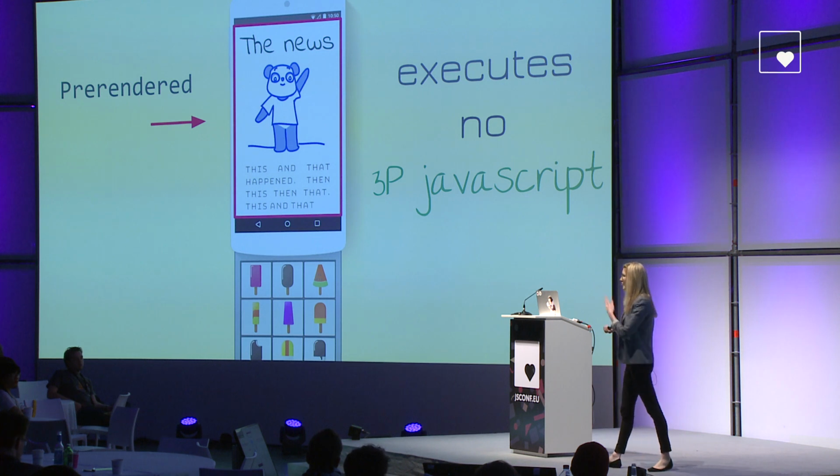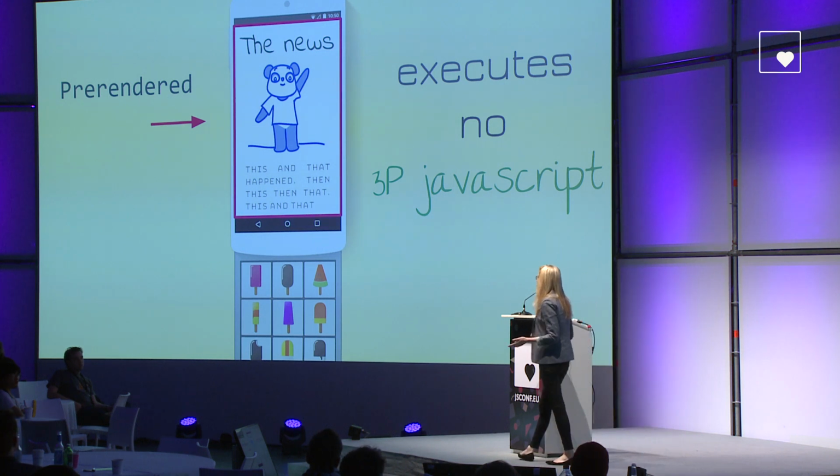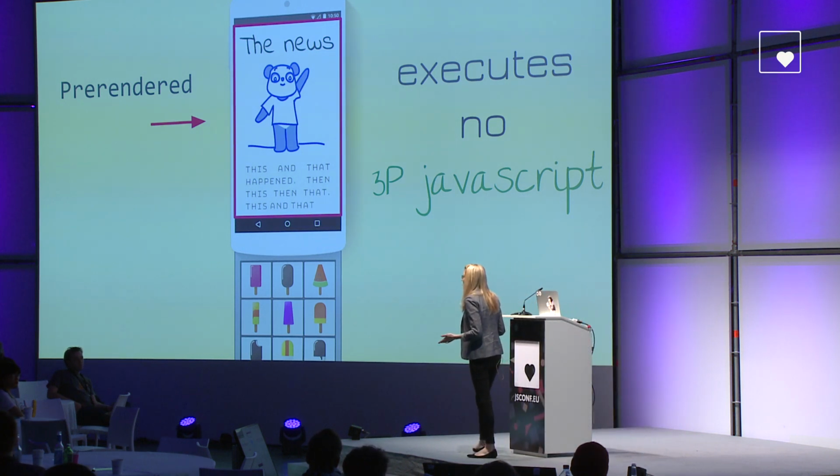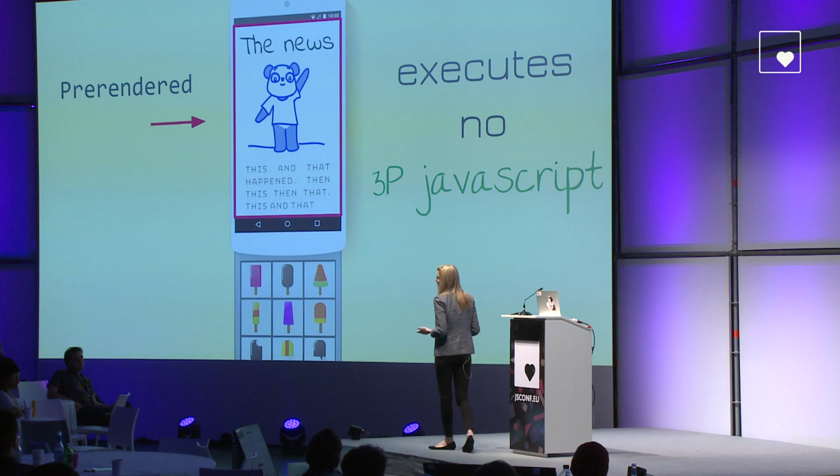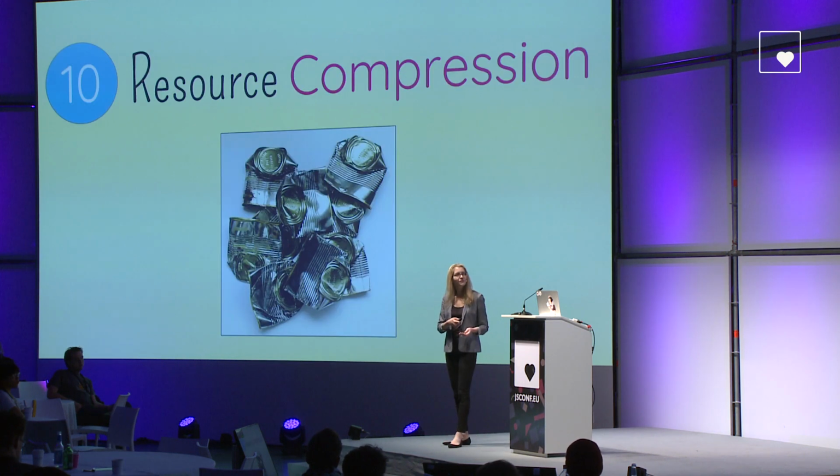So instead, what we did is we pre-render only the first viewport. And we don't execute any third-party JavaScript, so none of the analytics and all that stuff. And what this does is it makes pre-rendering extremely cheap and non-expensive. The next thing we do is resource compression. And by resource, I mean all the things, all the files that the users are going to download onto their page.